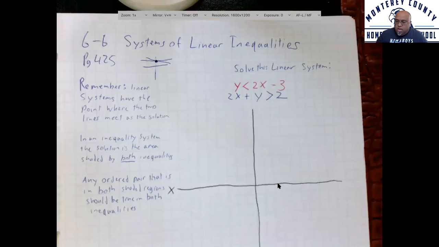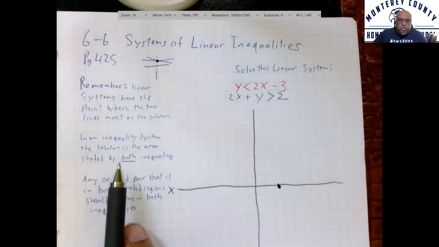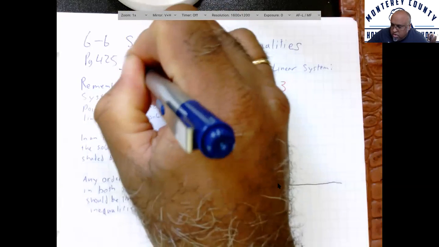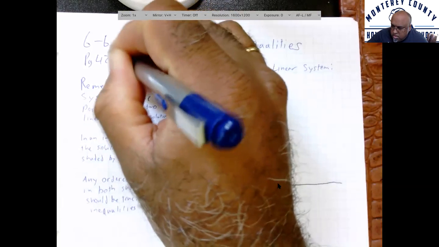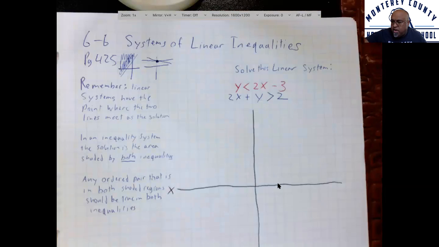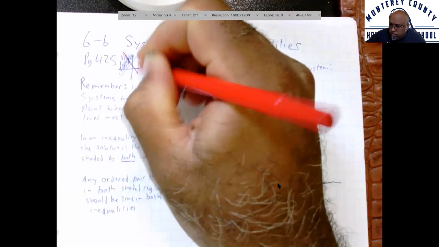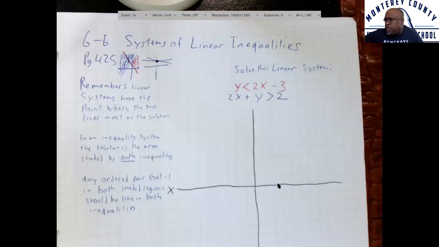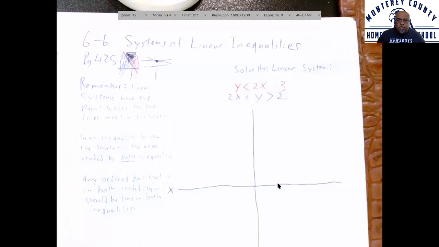Okay? However, in an inequality system, the solution is the area shaded by both inequalities. Now, if you remember when we made a linear inequality, remember you shaded one side of the inequality. Well, if you have two lines, the solution is going to be the spot that both lines are shaded, okay?